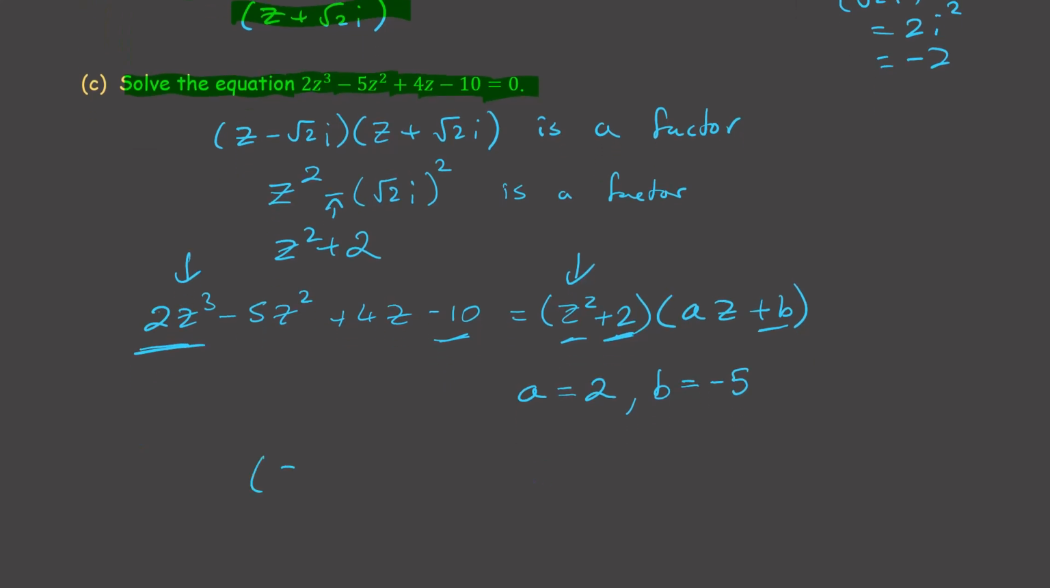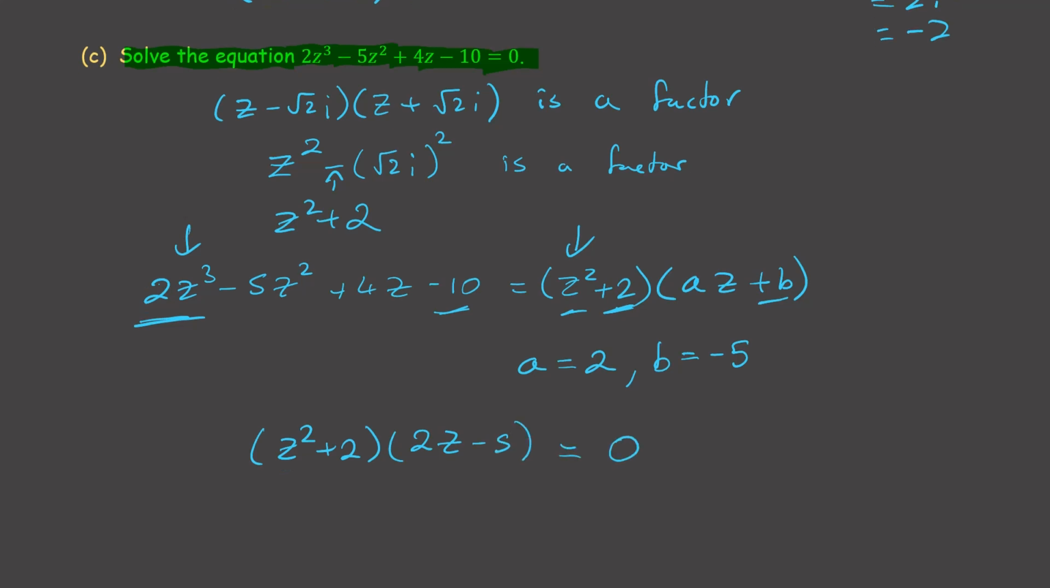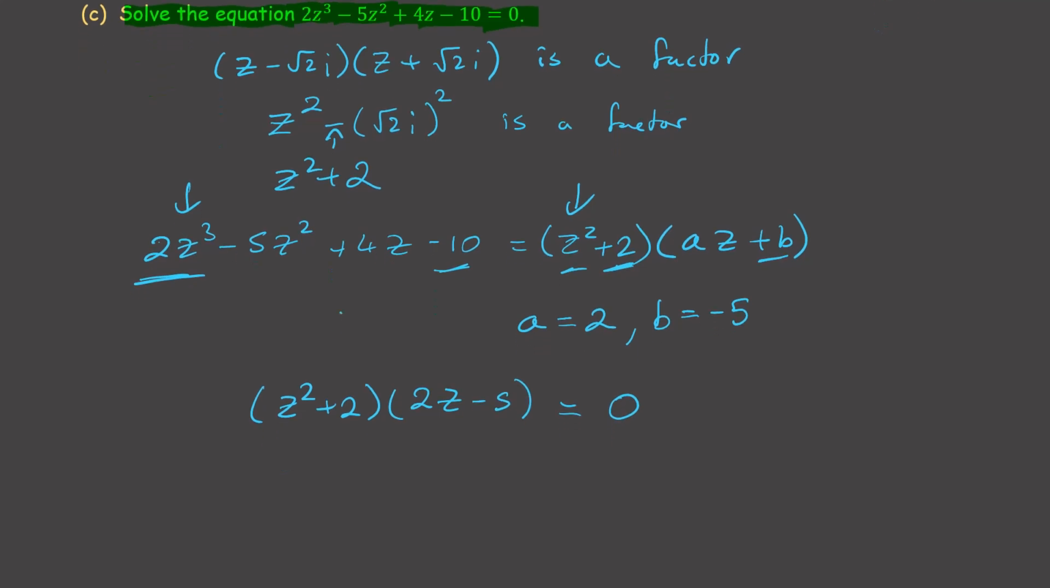And so what we have is z squared plus 2, times 2z take away 5, is equal to 0. Now from this one, we know that z is equal to plus or minus root 2i. And then from this one, in the usual way, z would be equal to 5 over 2.